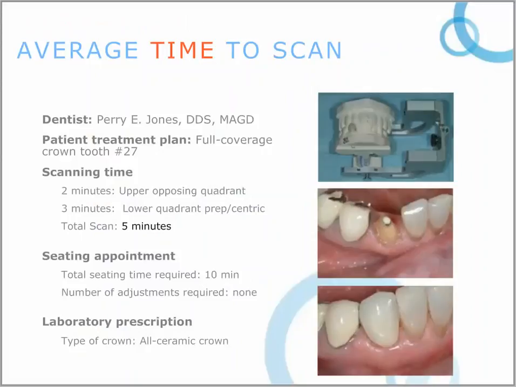This is, on this screen, a slide that I've used in the past to describe the scanning time that it took for our past system, the old 2.9 system. Upper, about 2 minutes. Lower, about 2 minutes, and about a minute or so for the centric. Put that together, about 5 minutes of scan time. Now let's look at the next slide.